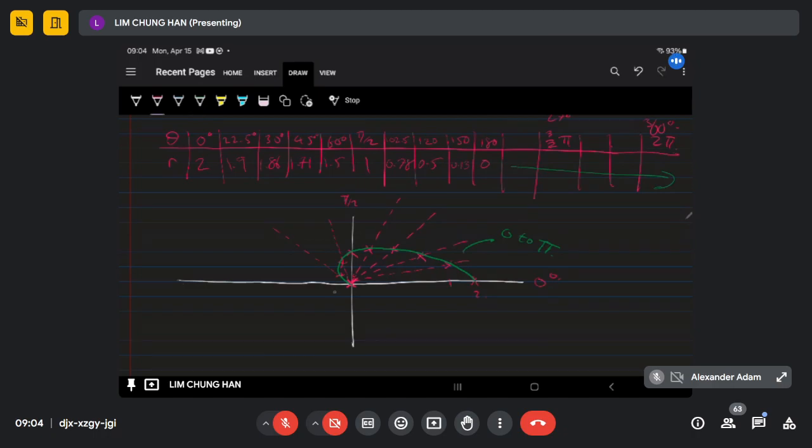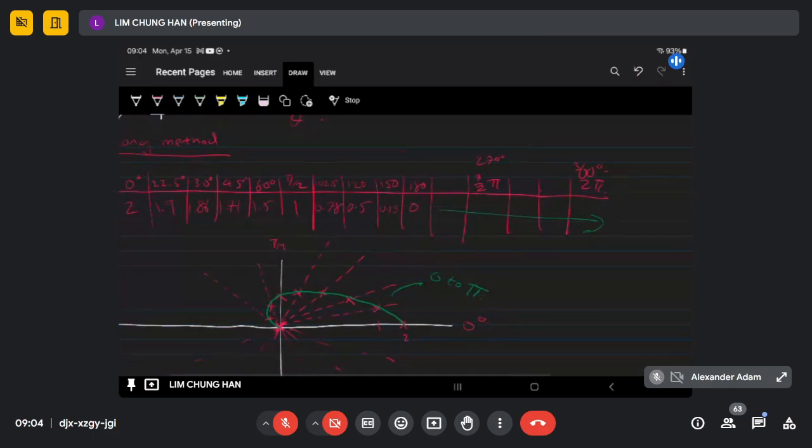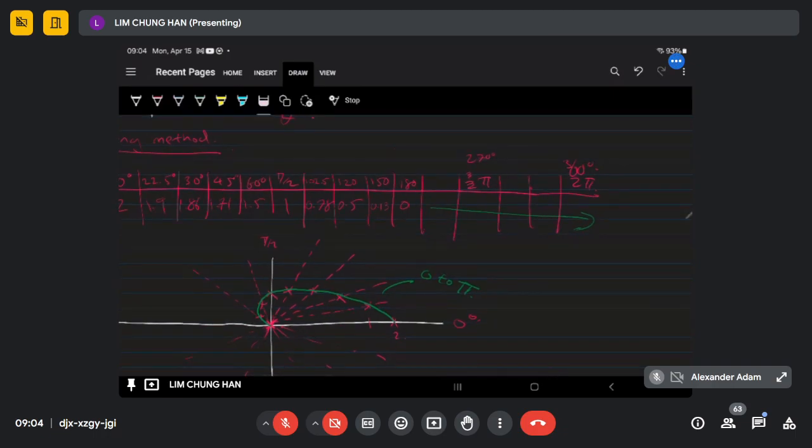Then you do your find angle here, find angle here, find angle here, and so on. I don't know what it's going to look like. Can you finish this? I give you 10 minutes. I want you to do the rest.